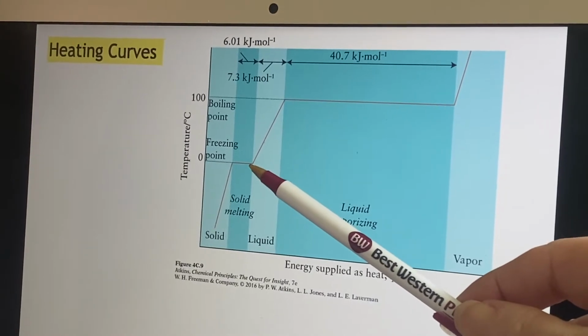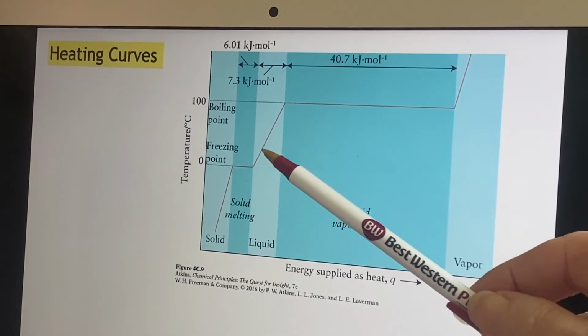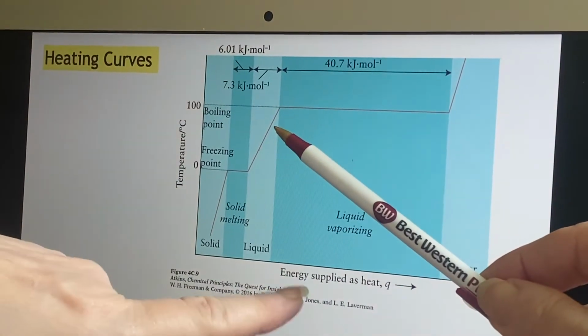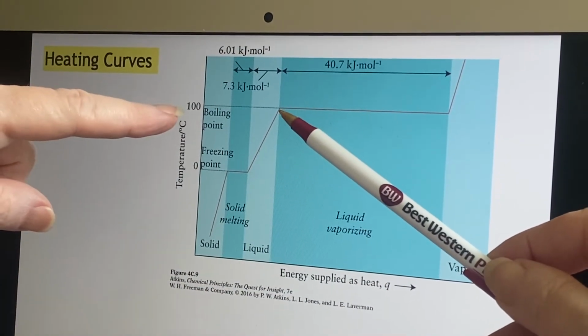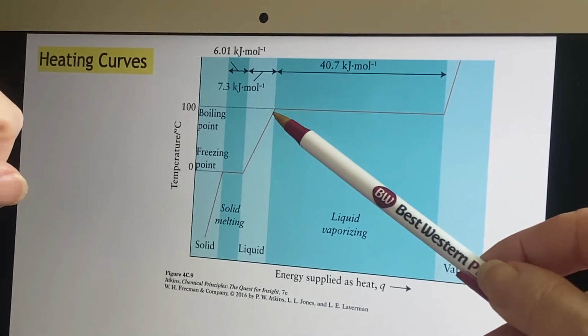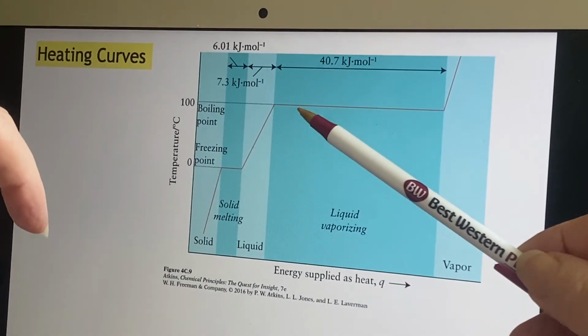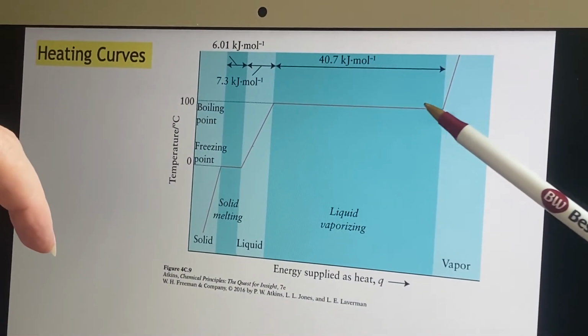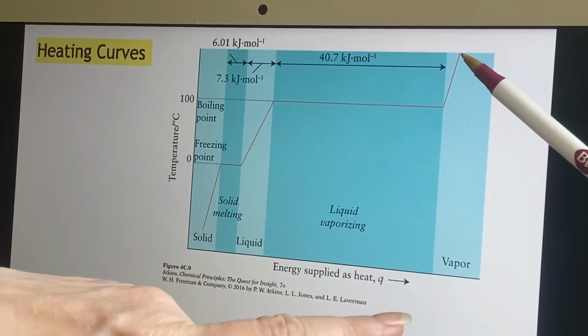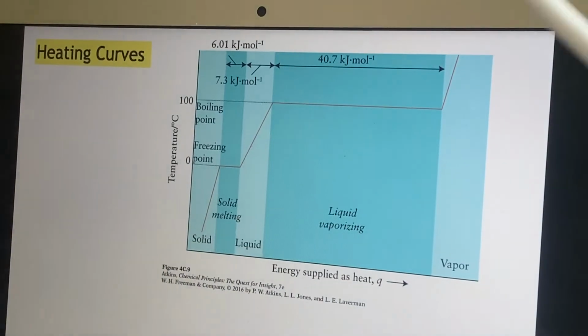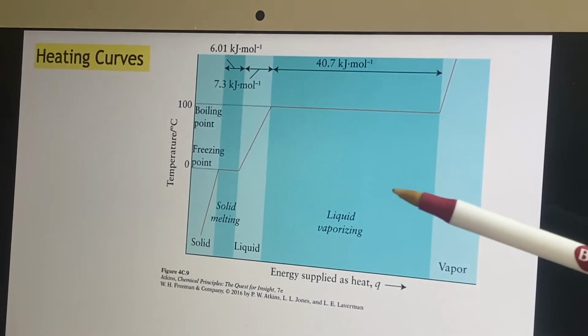Then, once all of it has melted, it's going to start warming up again because we're still putting in more heat. Eventually, you will get to a boiling point, 100 degrees Celsius. Then you'll boil, and it'll stay at that temperature until all the liquid is gone. And then you can start heating it some more and make the gas even hotter than it was when it came off of the water to begin with.